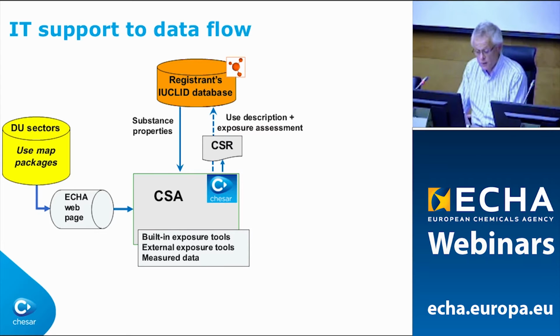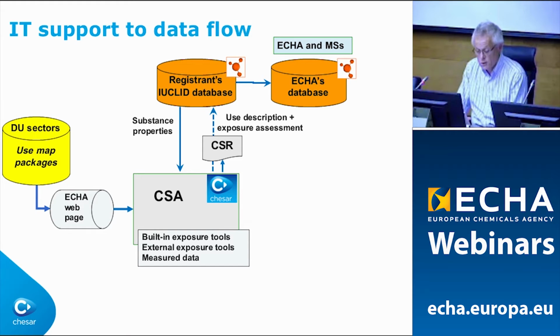Once the safety assessment is concluded, this information is included in a chemical safety report, and the information is again exported to IUCLID, that means to the registrant's IUCLID database: the CSR document as such, and selected information and an extract of information on use description and exposure assessment. From the registrant's IUCLID database, the information then goes to ECHA's database on chemicals, and from there ECHA and member states can retrieve information, and non-confidential information is disseminated to the public.